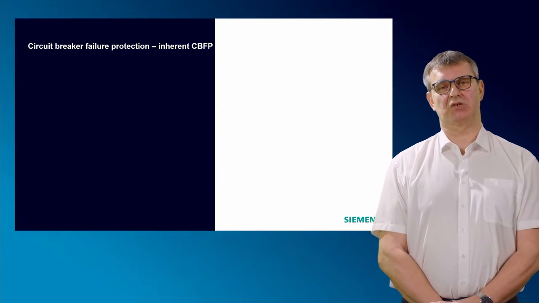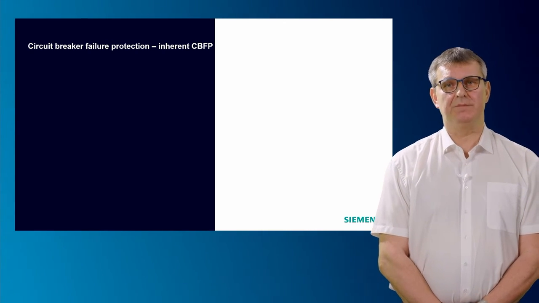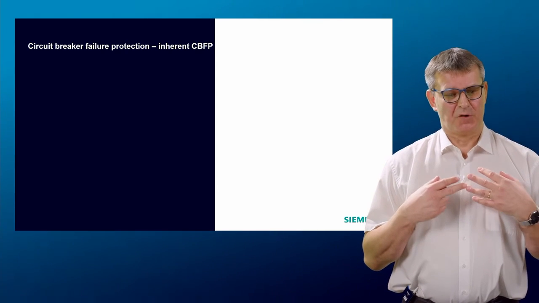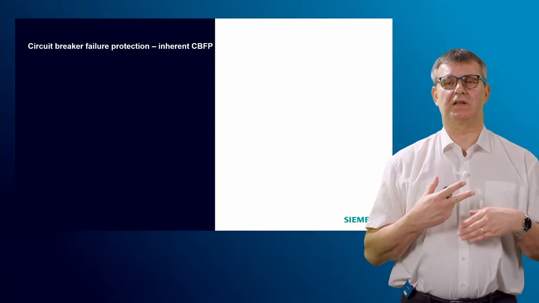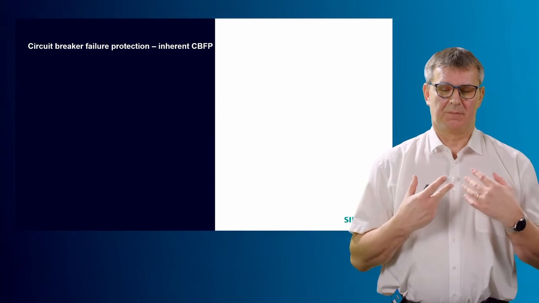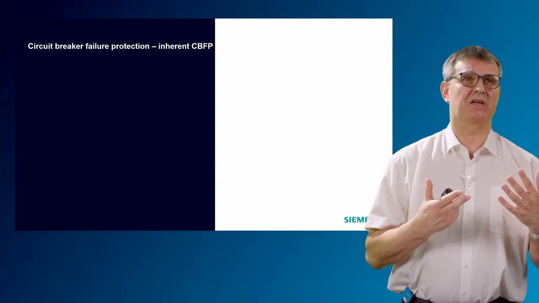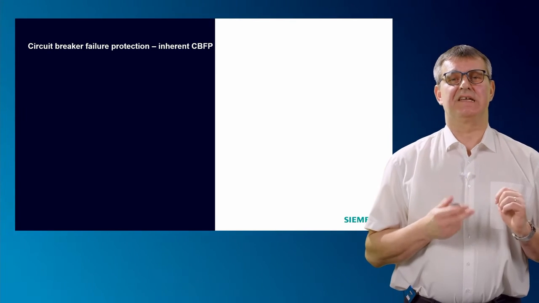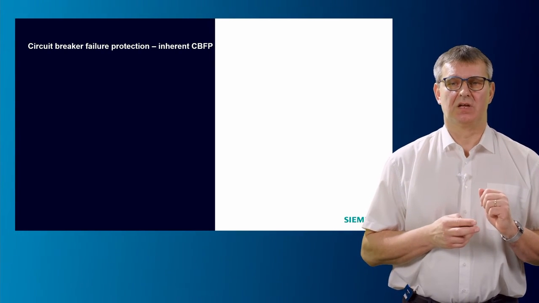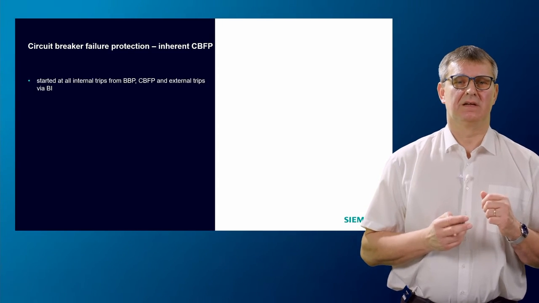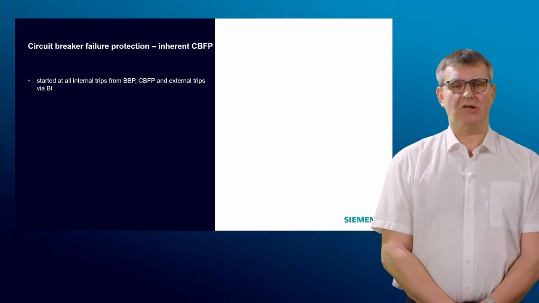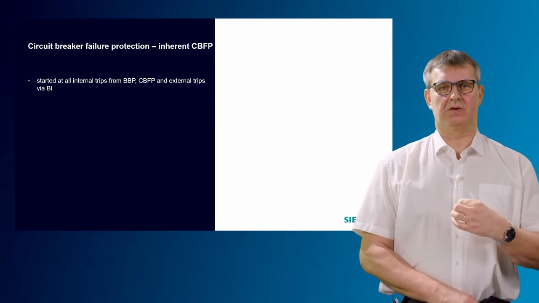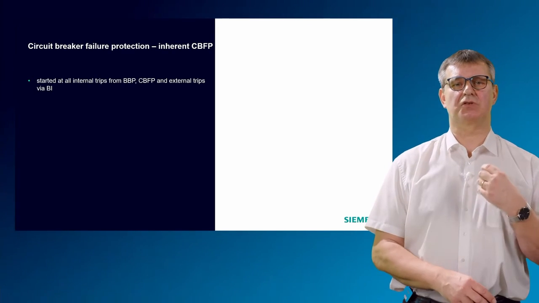Inherent circuit breaker failure protection. I have already mentioned in this example, after trip T2 of the circuit breaker failure protection, and according to the disconnector image, we tripped the busbar, the circuit breaker in bay 1 and bay 4. And here we will start the inherent circuit breaker failure protection in the circuit breaker. So the inherent circuit breaker failure protection will start for all internal trips of the 7SS85 busbar protection device.